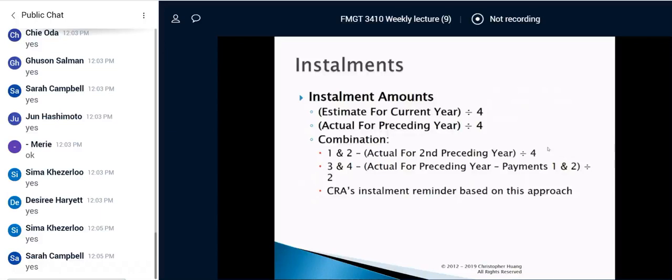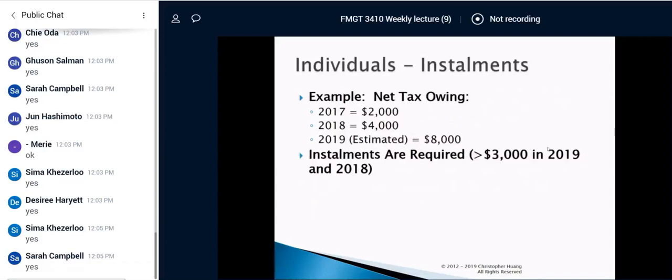Here, maybe we should go through an example. So let's say, for example, you have an individual who, after payroll withholdings, still owed 2,000 tax in 17, still owed 4,000 tax in 18, and now you believe you're going to have 8,000 owing in 19. So the question becomes, did you meet the criteria for installments? The answer is yes, because you had over 3,000 owing in 19, that's what you estimate, and on top of that, in one of 17 or 18, you had a year that was over 3,000 net tax owing. So 18 was 4,000, that's over 3, so therefore you are required to do installments.